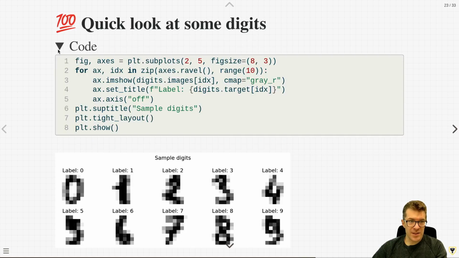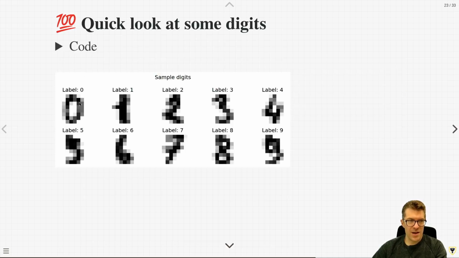Here's a quick look at some digits. Nothing fancy going on here. I'm using imshow to show two-dimensional images. This is labeled as 0, so you've seen this already, but the image is X and the label is Y. So this image down here, X, is labeled 7 because this is a handwritten 7.